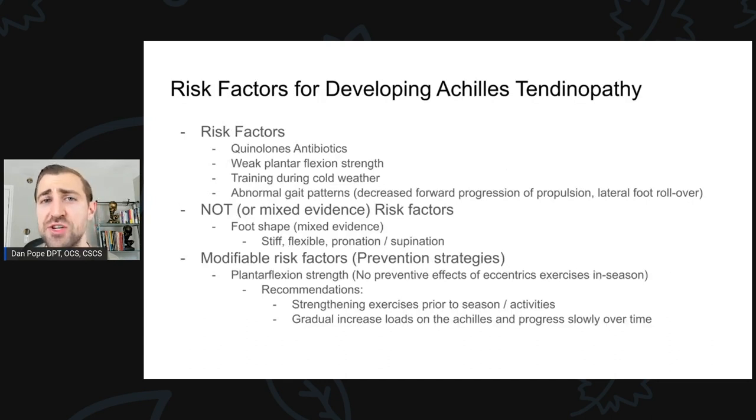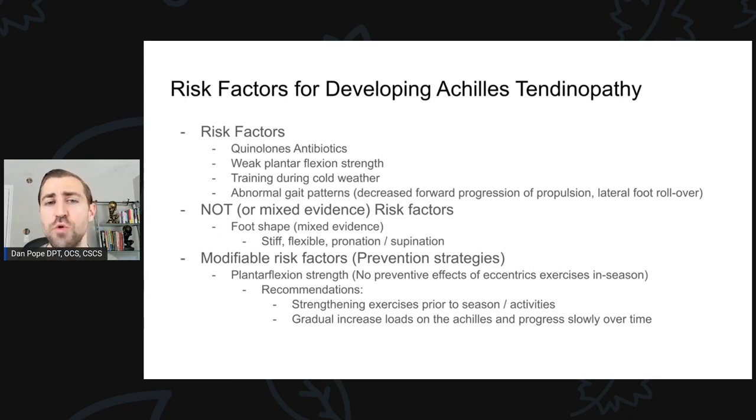So what are the risk factors for developing Achilles tendinopathy? Basically, if I have something present, let's say a flat foot, or maybe I'm overweight, will this increase my likelihood of getting Achilles tendinopathy? Well, here's what the authors found.